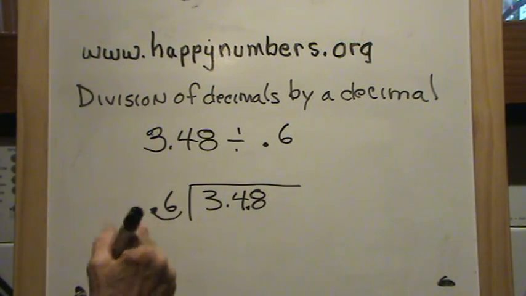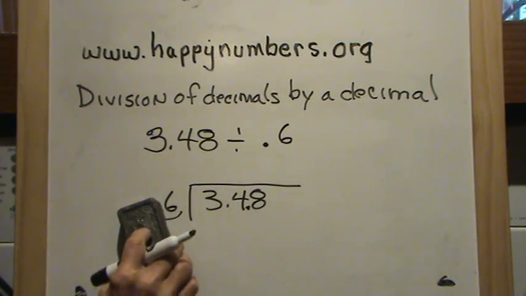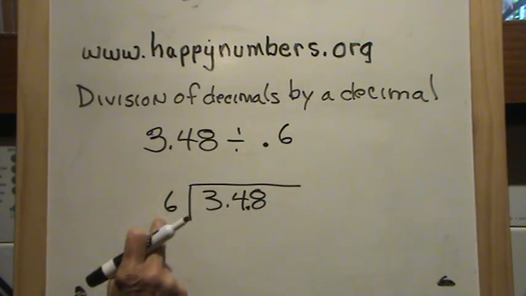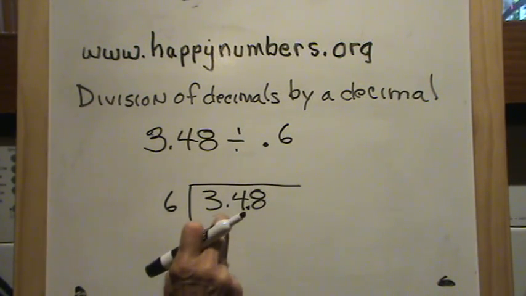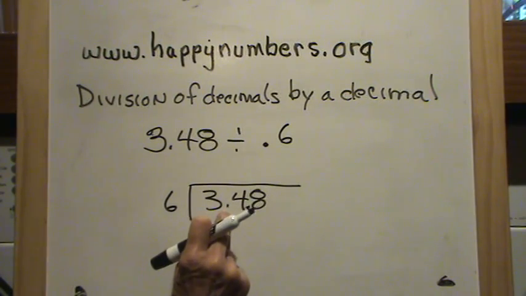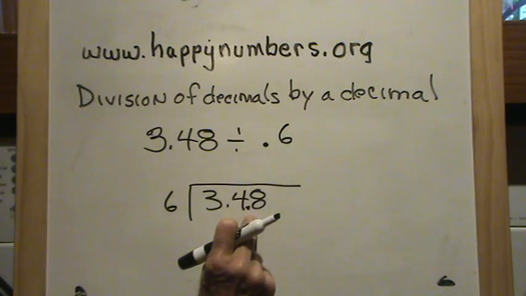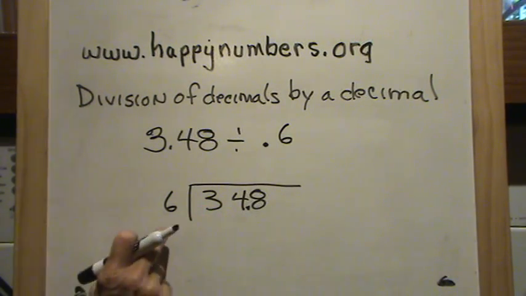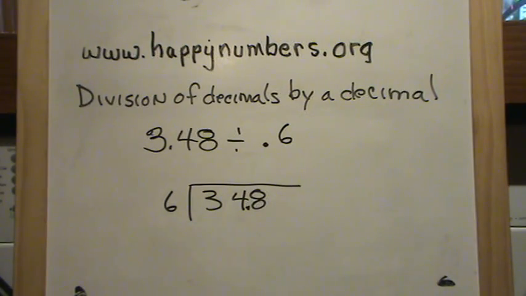So we have to make this a whole number, so we move the decimal place one place. Remember, it was 6/10, but now we move the decimal one place, and then we have to move the decimal place in the dividend, in the number being divided into, one place. So now the decimal place is here. Now, this is a whole number, so this is just like dividing decimals by a whole number.